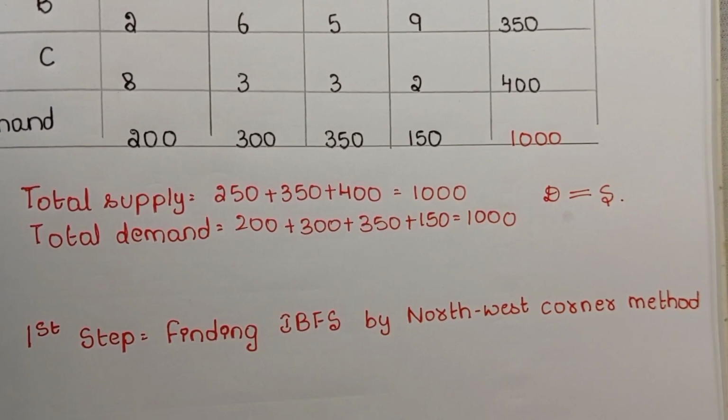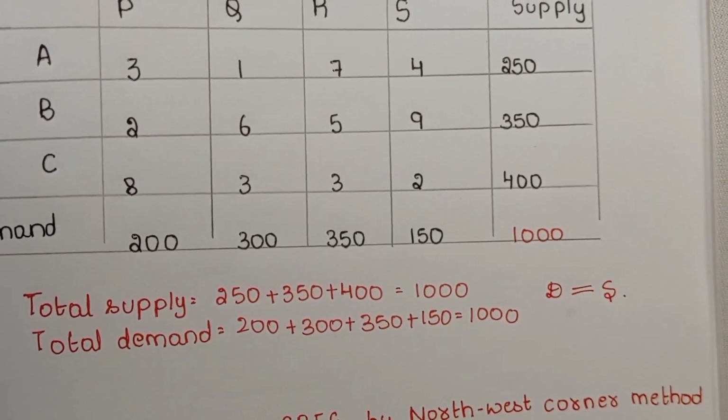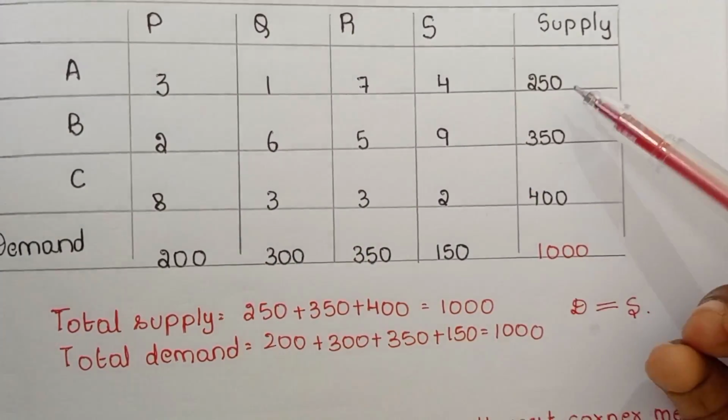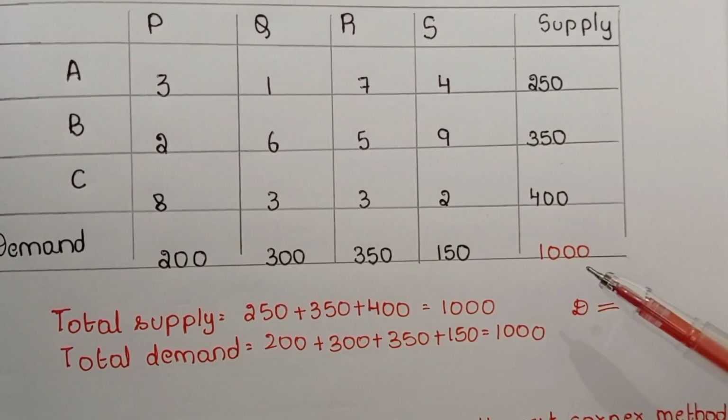Using the northwest corner method, first we are going to identify the transportation cost, that is the initial basic feasible solution. Let me start with the northwest corner method. In this question, A, B, C are the products and P, Q, R, S are the destinations. So this is supply, this is demand, and it is a balanced problem because the demand and supply are equal, that is 1000.